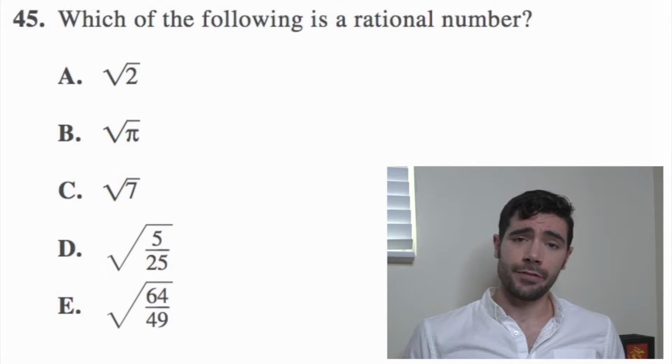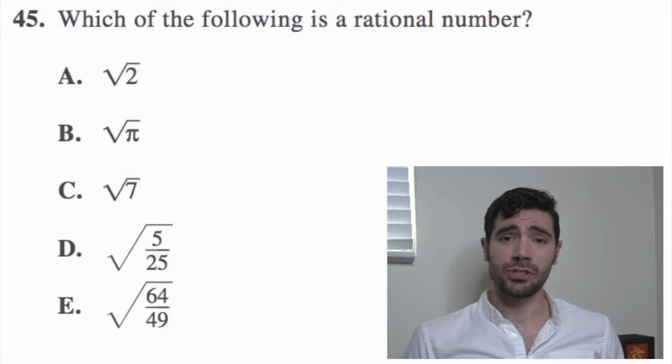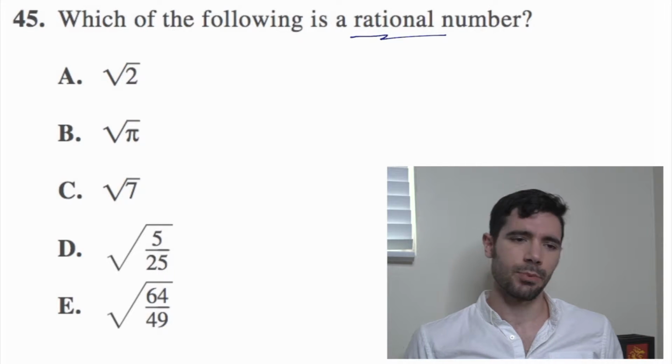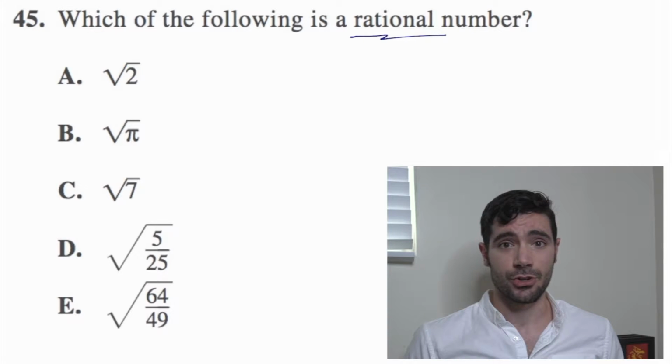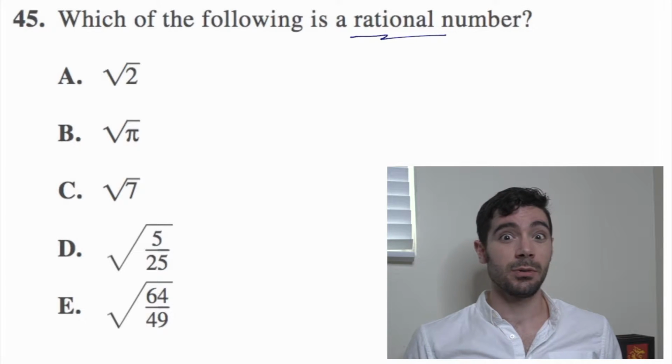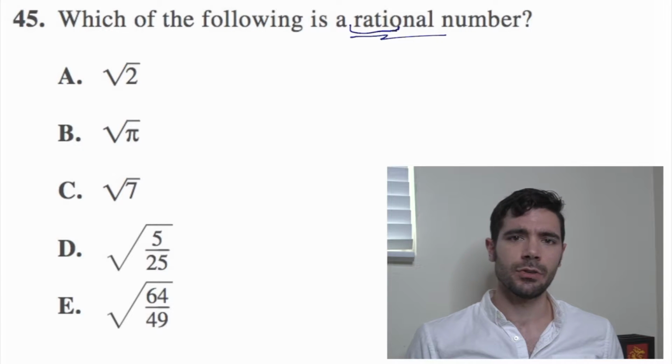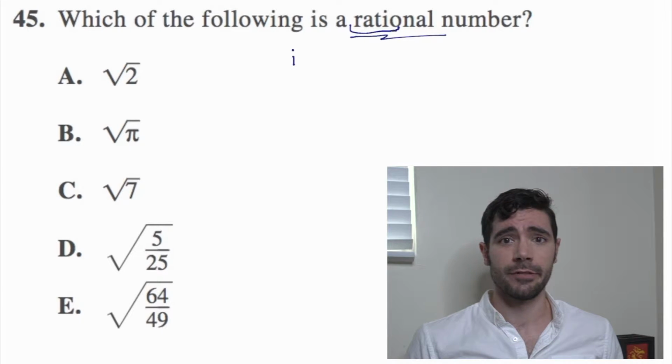It reads, which of the following is a rational number? Well, it's going to be pretty difficult to answer this question correctly if we're not sure what a rational number is. So let's break that down. Rational. Which one of these numbers is reasonable or makes sense? No. The key is actually the first two syllables, ratio. A rational number is one that can be expressed as a ratio of two integers.